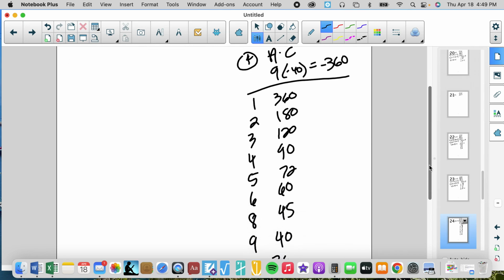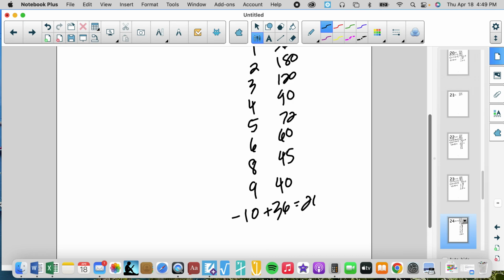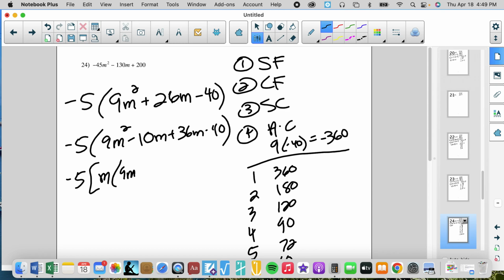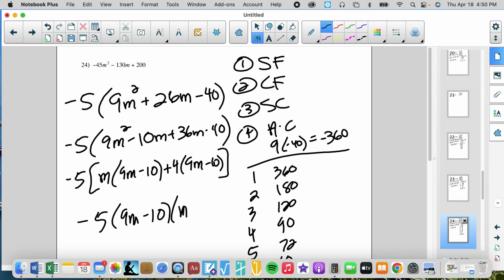10 and 36. Signs are different. Bigger's positive. Whew, negative 10 and positive 36. Negative 5. Let's factor out an m. We get 9m minus 10. Let's factor out a 4. That gives us 9m minus 10. We get negative 5 times the quantity 9m minus 10, m plus 4.